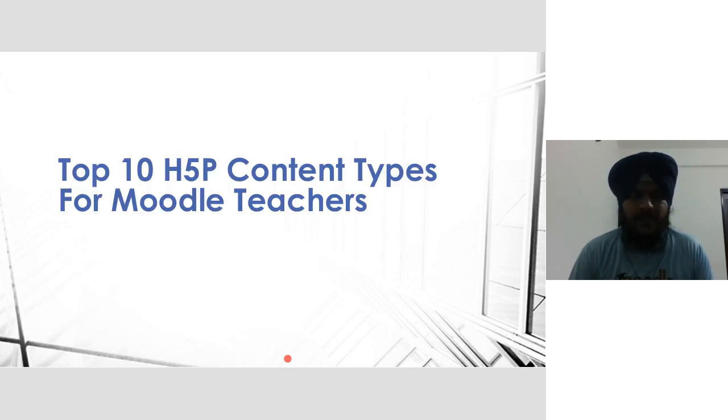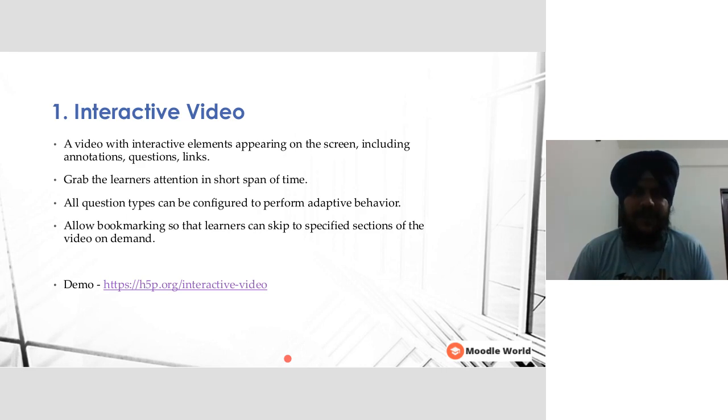So now we came to the main point of the presentation, the top 10 H5P content types for Moodle teachers. The first one is the interactive video. I think most of you have been using YouTube videos or any kind of videos within your courses, but what if you can use interactive videos so that there are some interactive elements appearing on the screen during the playback of the video, and so that you can have some interaction with the student while watching the video.